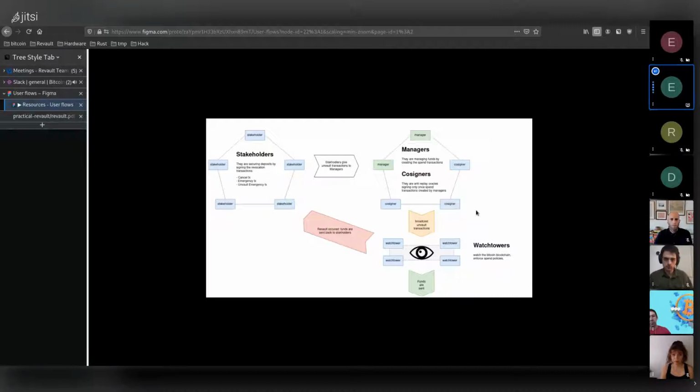I don't know if you find the schema clear or not. But the idea is typically this: stakeholders give pre-signed transactions to managers. Managers broadcast the unvault transactions, and the spend transactions are delivered to the watchtower. The watchtower checks the spending policy of the spend transactions on the unvault and says no, we don't want the funds to be spent. If it's not the case, the funds are spent. If the spend policy is not good, the funds are sent back to stakeholders.